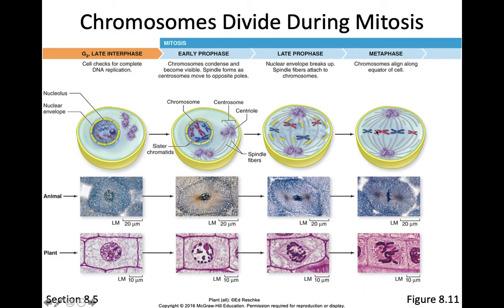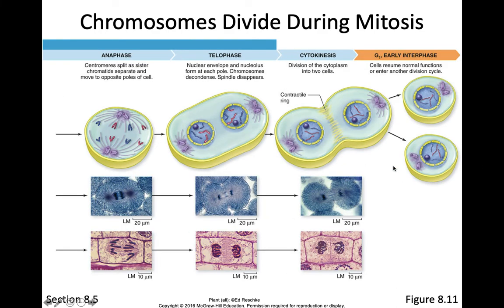So the X's in the middle will separate into two individual sides of that X. One little side over here will travel this direction, and the other little side will travel this direction. You can see that down here. So in metaphase, they've all lined up in the middle. You can see the spindle fibers attached to them, and the spindle fibers over here, that are going to eventually pull those chromosomes apart as that cell gets ready to divide.